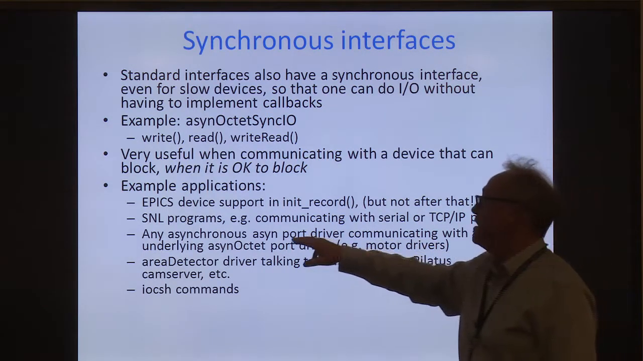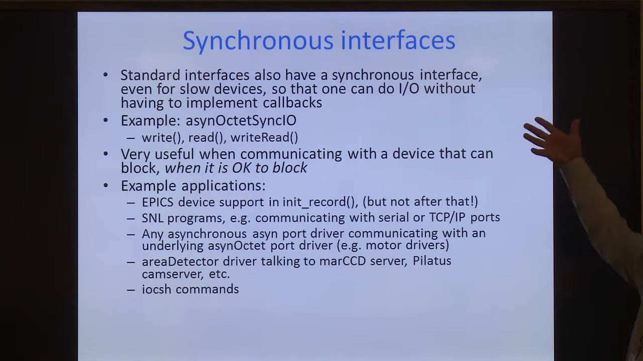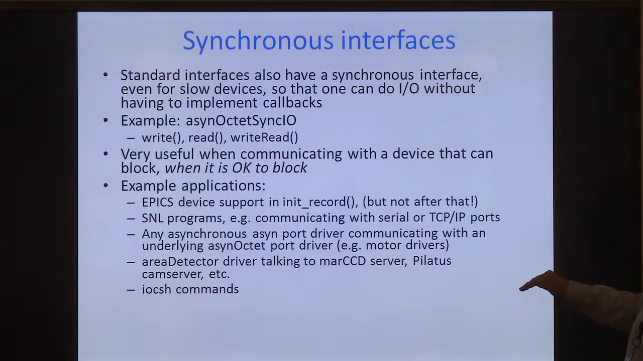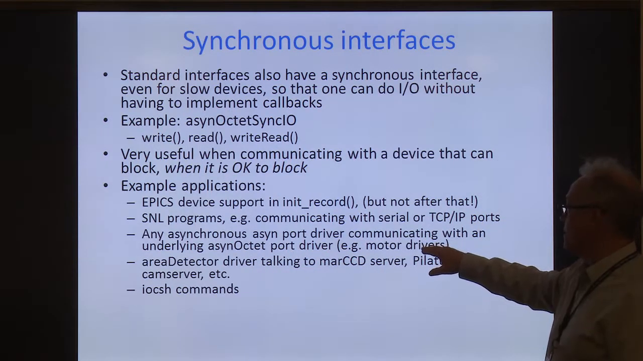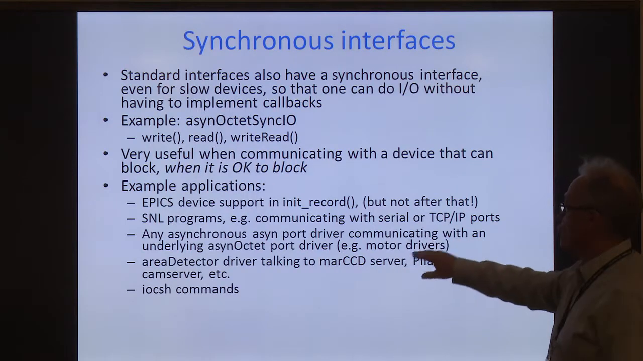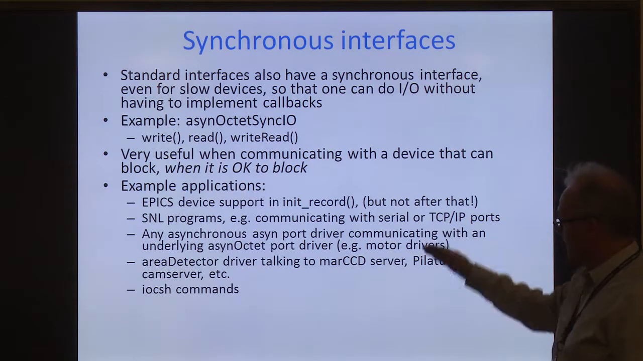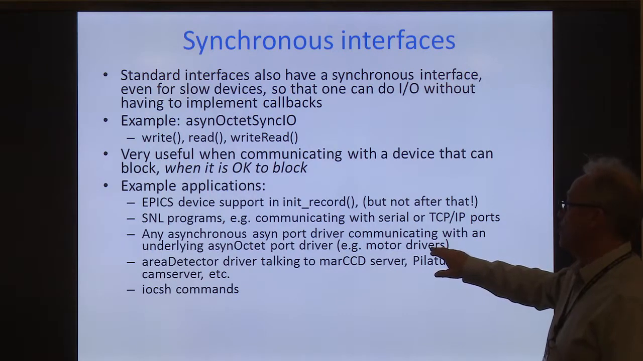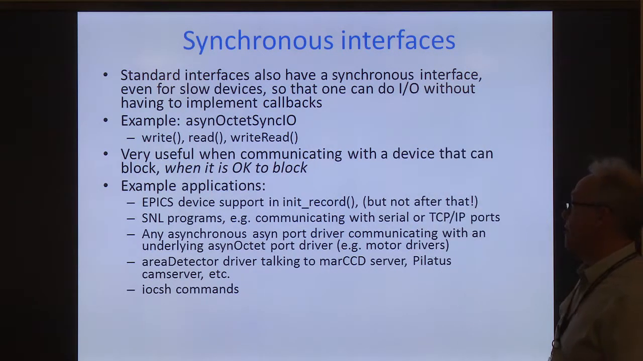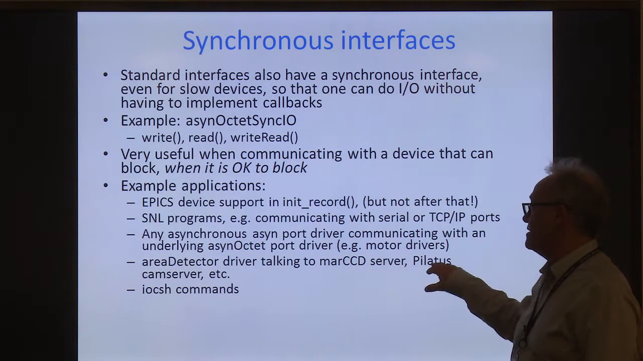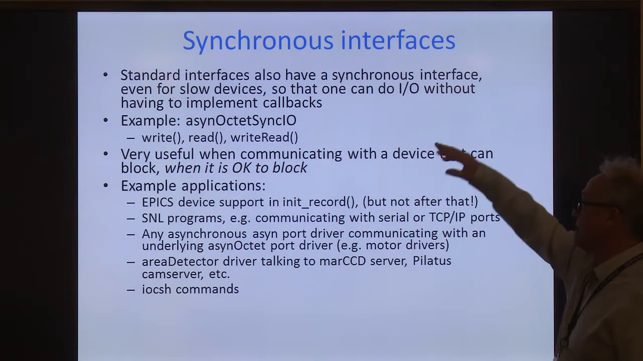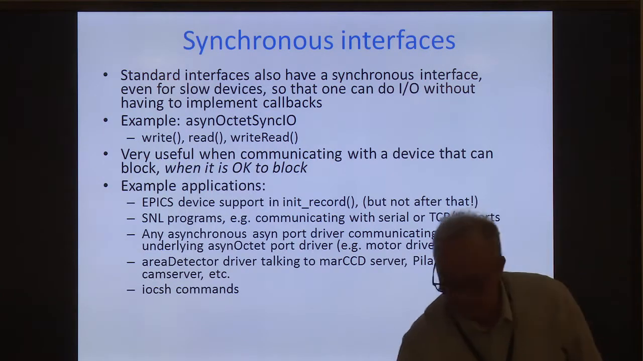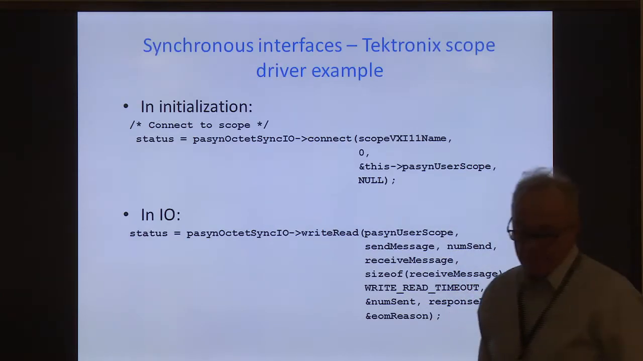For instance, if you've got an ASIN port driver that has set the CAN block flag, but it needs to communicate with an underlying ASIN octet port driver, like the motor driver might be communicating. Your motor driver might be communicating via an underlying TCP or serial port driver. You're allowed to block there, so you call these sync IO routines. Or again, the MAR area detector driver talking to a Pilatus CAM server, which is a socket interface. It calls these sync IO routines because it's simpler.